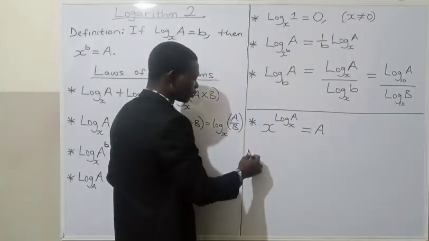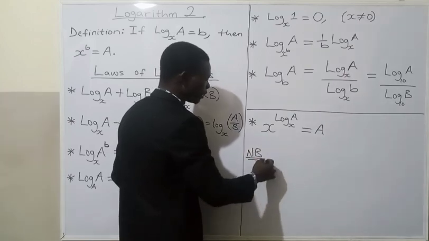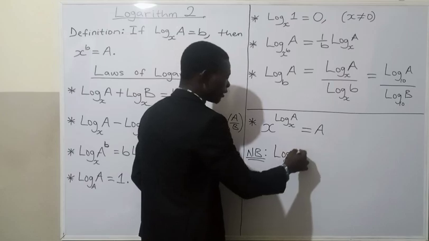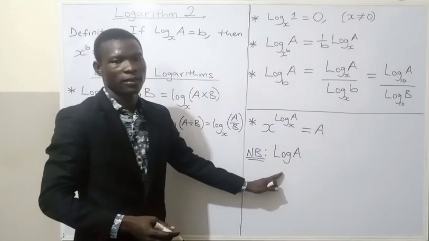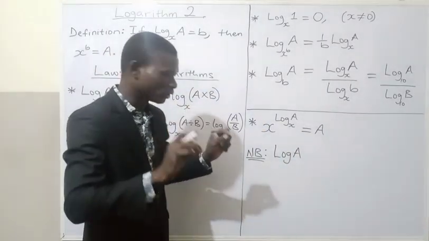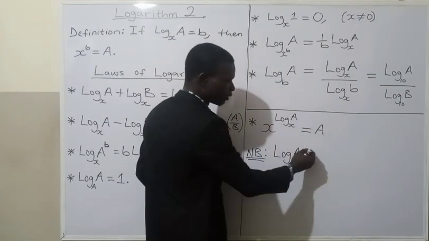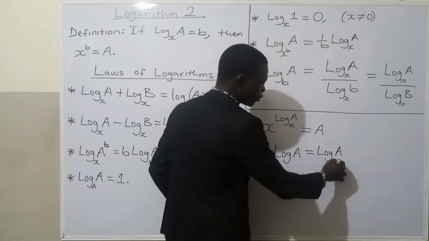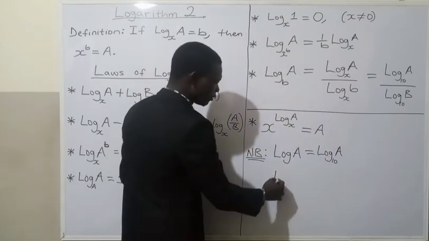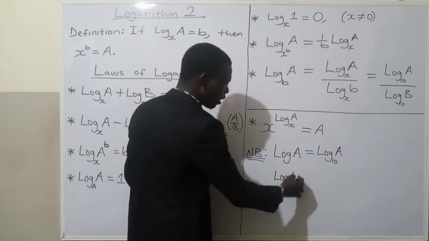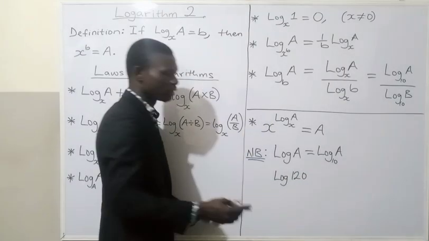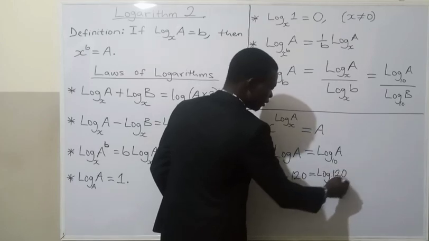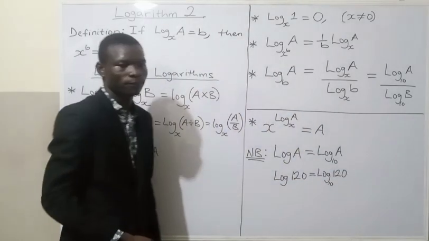Now, another thing we should take note of is this. When you are given a logarithm, for example log a, ordinarily there is no base here. You should by default understand that when there is no base to a logarithm, it is assumed to be in base 10. So this log a is the same thing as log a to base 10. And if you are given log 120 ordinarily, no base is given, then it is assumed that this log 120 is to base 10. Those are the things that we should take note of.